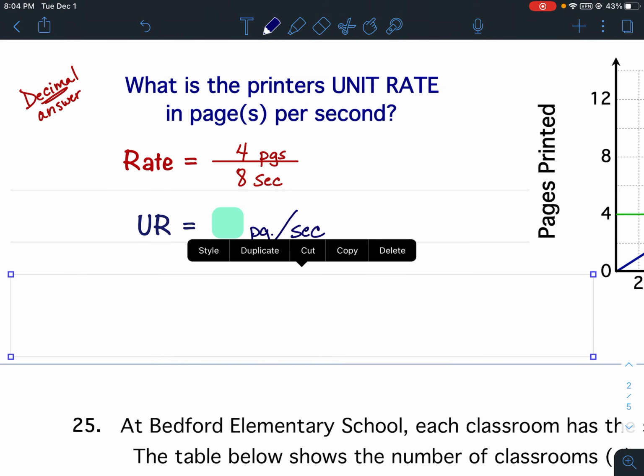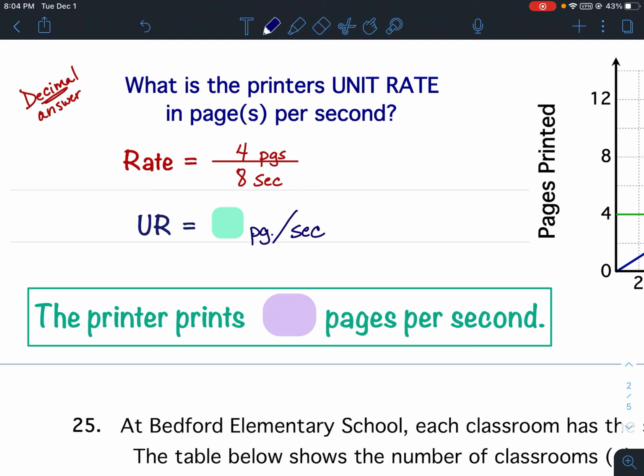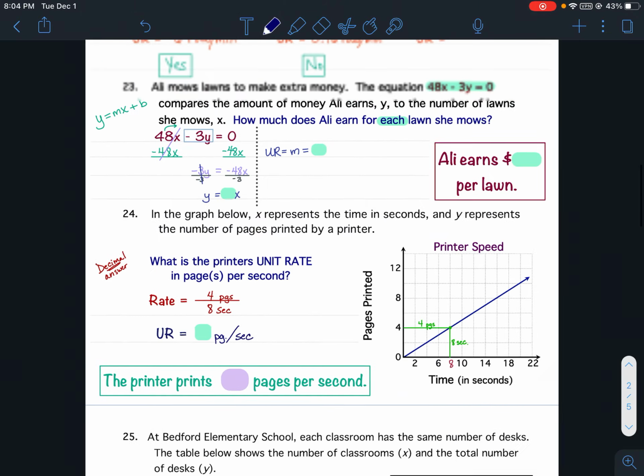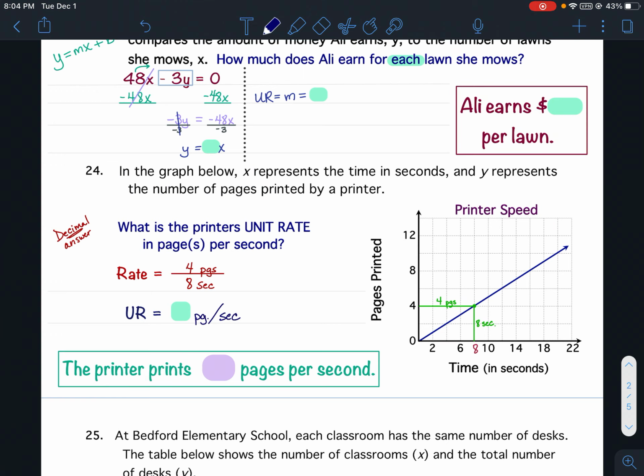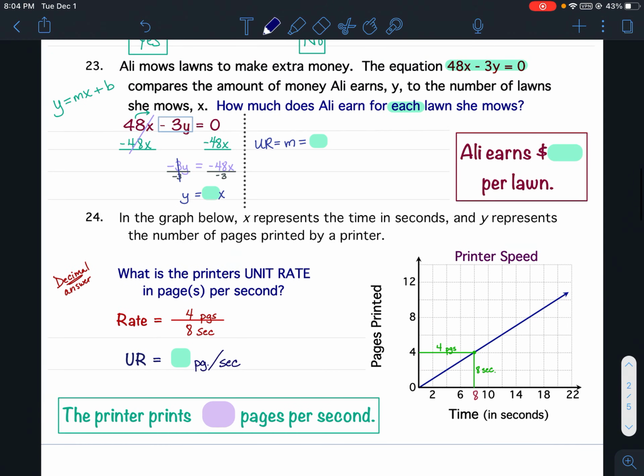So your final answer, the printer prints blank pages per second. So divide 4 divided by 8. That will get you, and remember, it is a decimal answer. So 4 divided by 8, get the decimal. That's your unit rate. So the printer prints that number of pages per second. Okay. So pause your video, make sure you have all that written down. All right, if you have any questions on 23 and 24, please do not hesitate to ask.